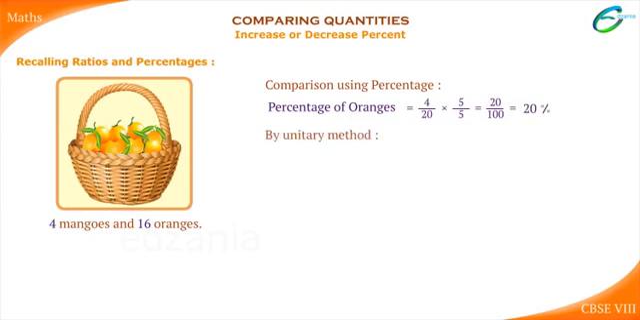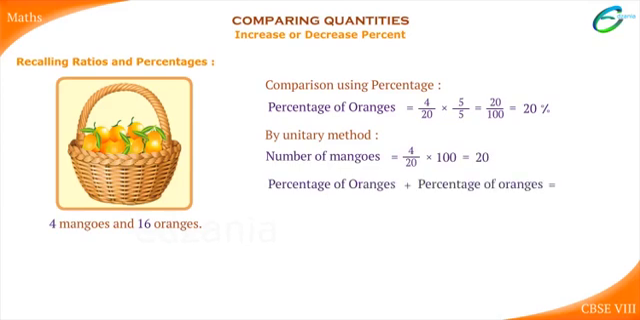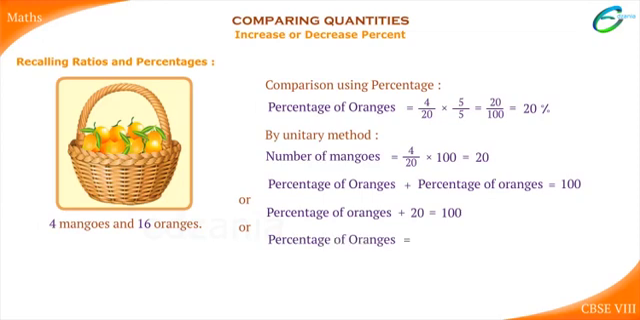Or by unitary method, we can say out of 20 fruits, the number of mangoes are 4. So out of 100 fruits, the number of mangoes is equal to 4/20 multiplied by 100, which is equal to 20. So percentage of mangoes plus percentage of oranges is equal to 100, or percentage of oranges plus 20 is equal to 100. Or percentage of oranges is equal to 100 minus 20, that is equal to 80%. Thus, the basket has 20% mangoes and 80% oranges.